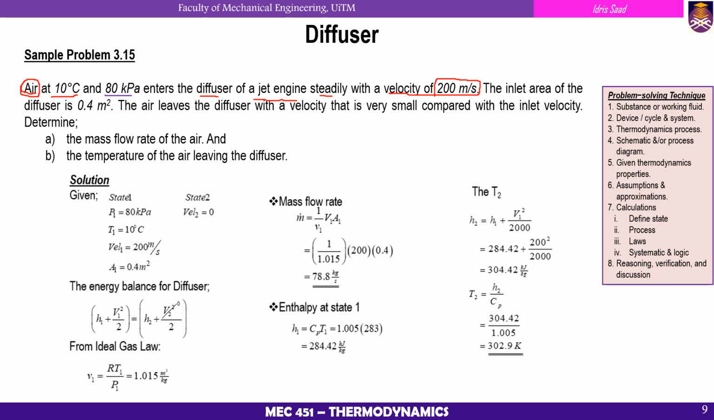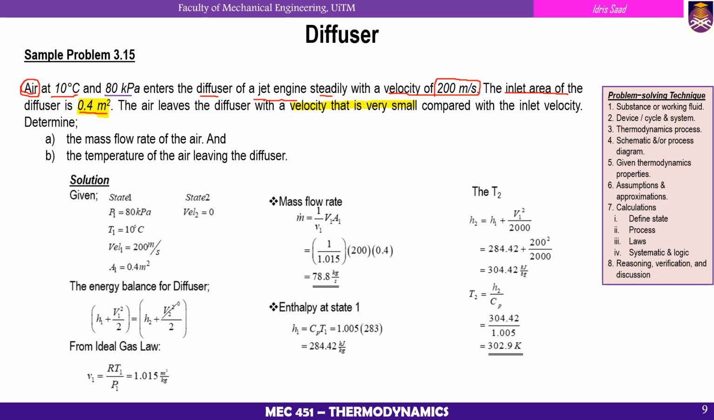The inlet area of the diffuser is 0.4 meter squared. The question gives us the inlet area of 0.4 meter squared. The air leaves the diffuser with a very small velocity. When the velocity is very small, we can assume the velocity is equal to 0, as compared with the inlet velocity.